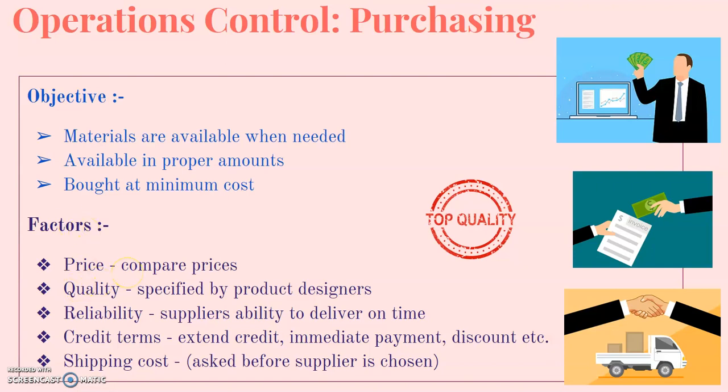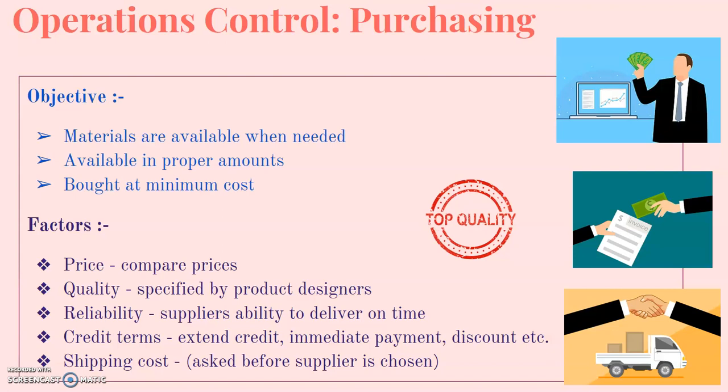The first one is pricing. This is where you start comparing the price from one supplier to another supplier. Then the quality of the product. There is no point in buying a low quality product, as it will affect your product or services. And reliability, meaning that the suppliers are able to deliver the materials on time. When they promise, they deliver what they promise.